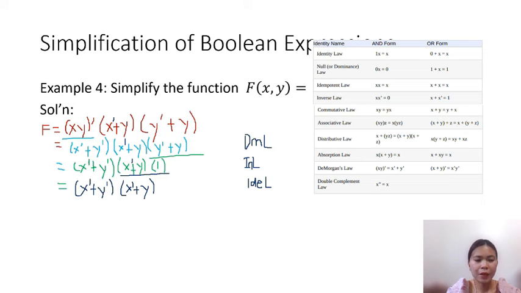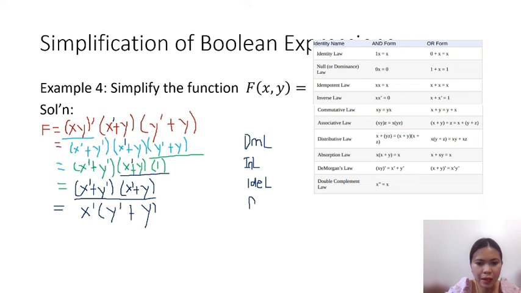So, the next step that we can actually use here is we can use the distributive law by distributing over the AND operator. So, basically, ito, we're going to use the distributive law. Magiging x or not x yan siya. Ibig sabihin, distribute natin siya sa not y plus y. So, this is distributive law over AND.